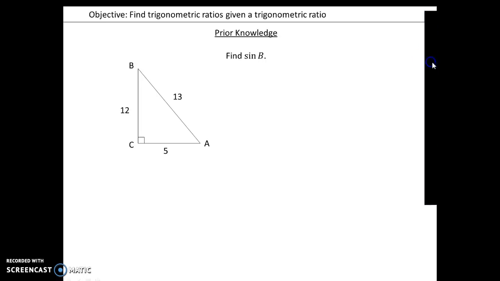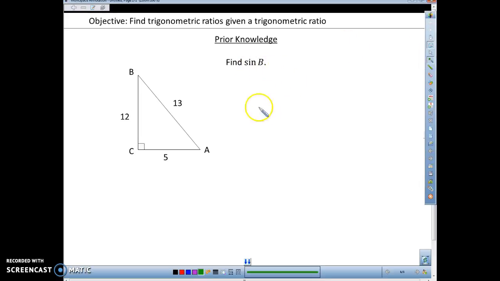For prior knowledge, we're asked here to find the sine of angle B. So remember, if we want to find sine, the first thing we need to do is remember our acronym, SOHCAHTOA. Sine is opposite over hypotenuse.